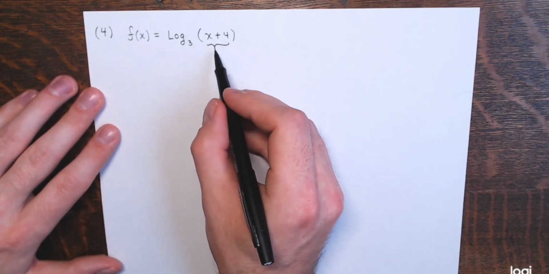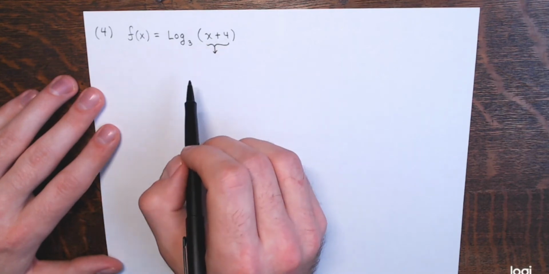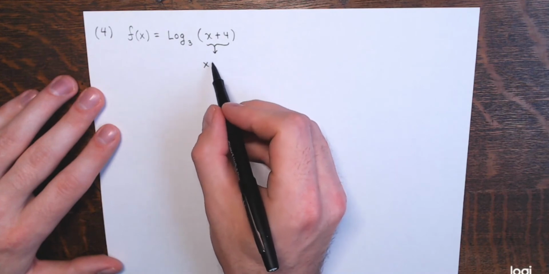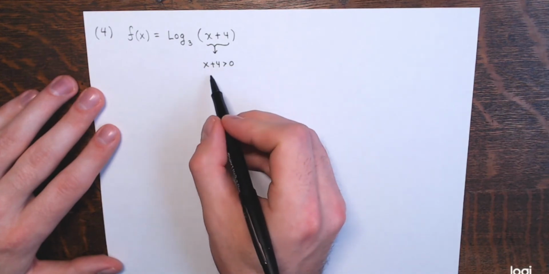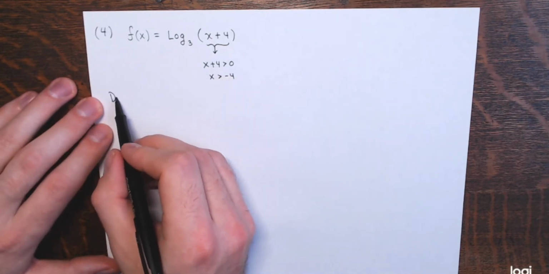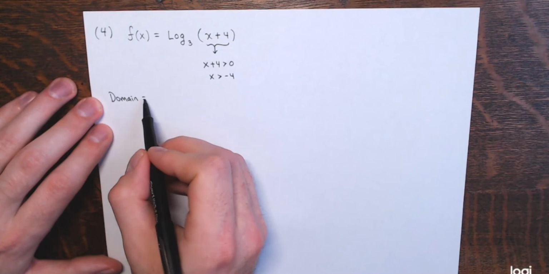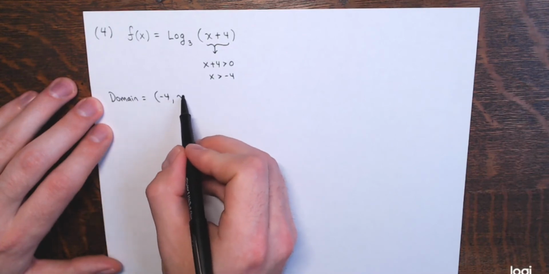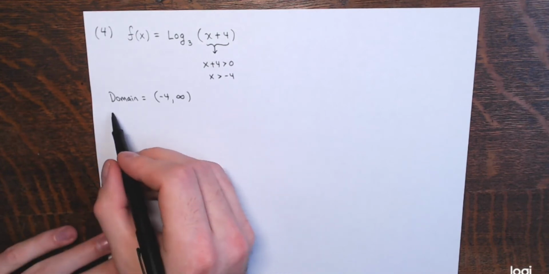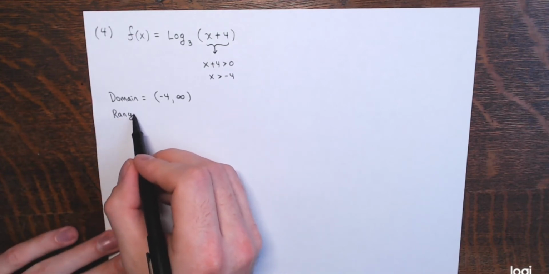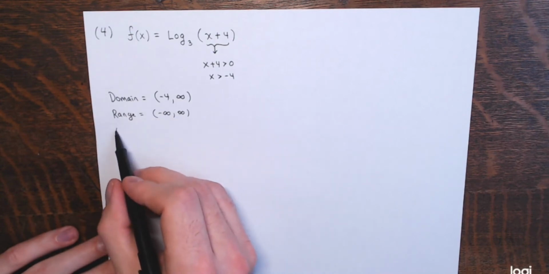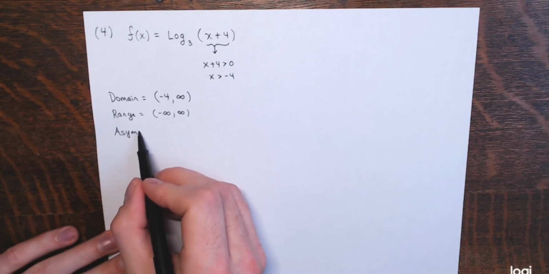First thing I notice is that, again, I want to state the domain. x plus 4 needs to be positive, right? So x plus 4 needs to be greater than 0, meaning that x needs to be greater than negative 4. So the domain of this function is everything greater than negative 4. So that's from negative 4 to infinity, but not including negative 4. All right, the range is all real numbers. And of course, the asymptote then would be at x equals negative 4.